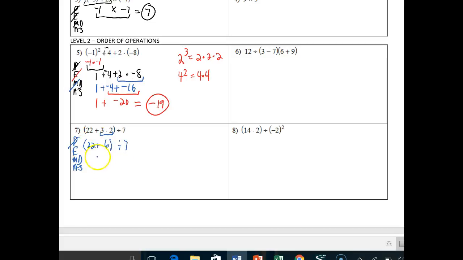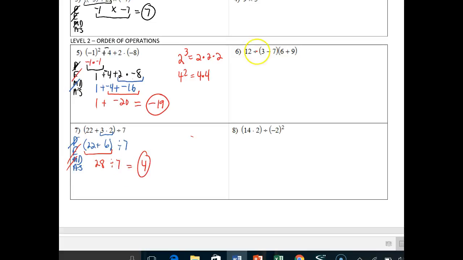So I still have these parentheses, right? Because I've only done one operation out of the 2 in the parentheses. So now I'm still going to do my parentheses, which is 22 plus 6, which is 28 divided by 7. And now all I have left is division. Since I don't have any exponents, don't have any multiplication, just have division, I get 4. And look at that. That was an easy one. There were no negatives involved.